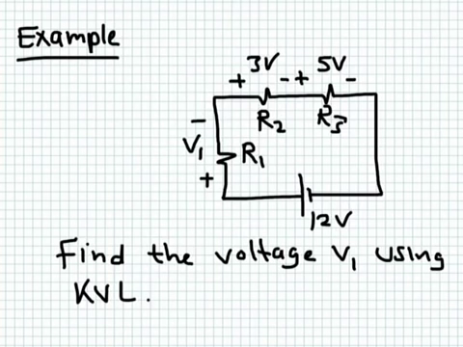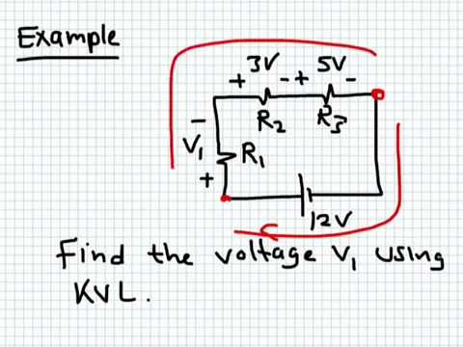For this one, I would say the easiest is to go in the clockwise direction. So this is 12, and for the other ones I will go in the counter direction. Between these two nodes, I will go from here to here, this way in the clockwise direction, and this way for the other ones. So I can simply say that 12, from negative to positive, is equal to 5 plus 3 plus V1.